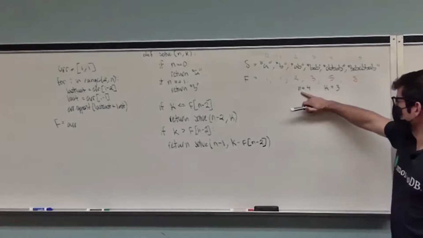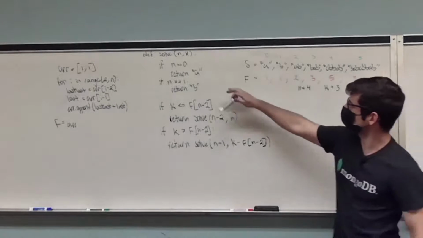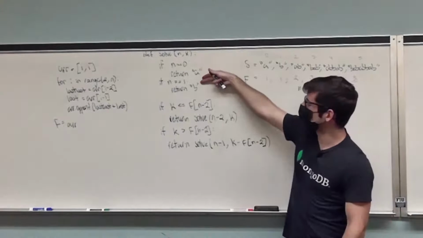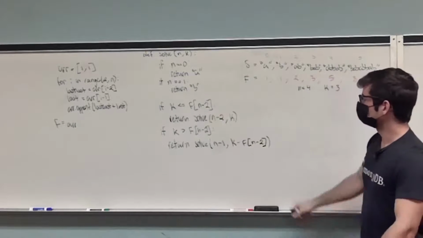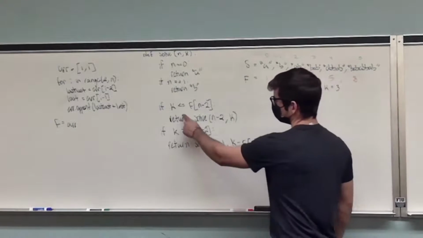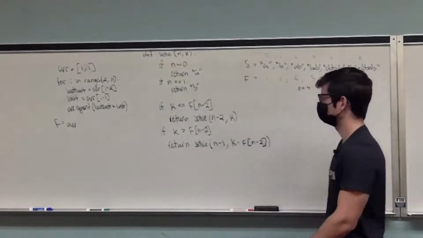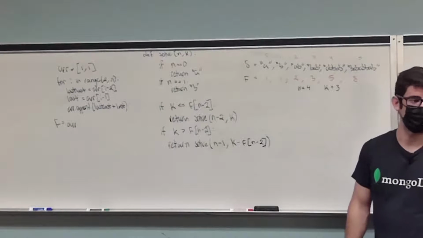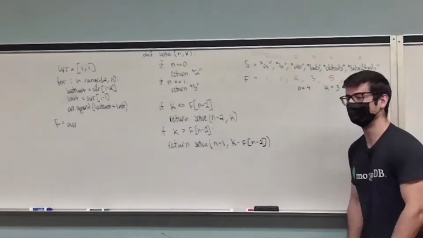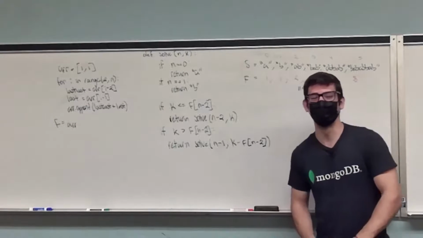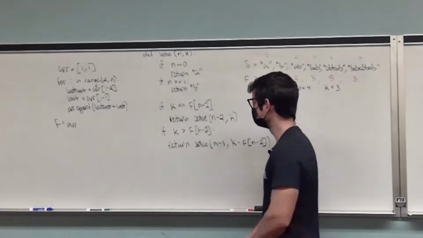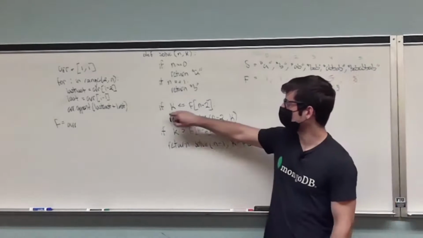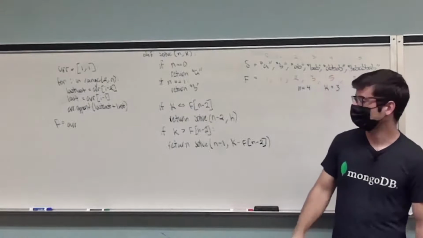Let's say n is equal to 4, k is equal to 3. We pass it into here. Is n equal to 0? It's not. Is n equal to 1? It's not. So we get to this part. Is k less than or equal to f of n minus 2? What is 4 minus 2? It's 2. So now we want to do that comparison. We want to compare if k is less than or equal to f of 2.